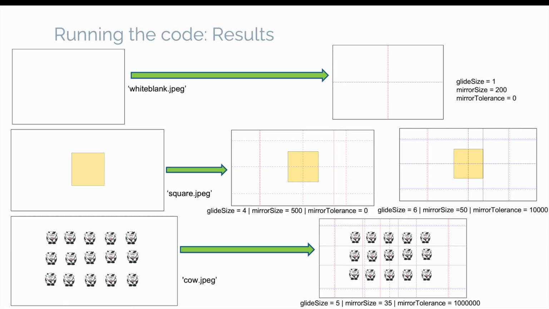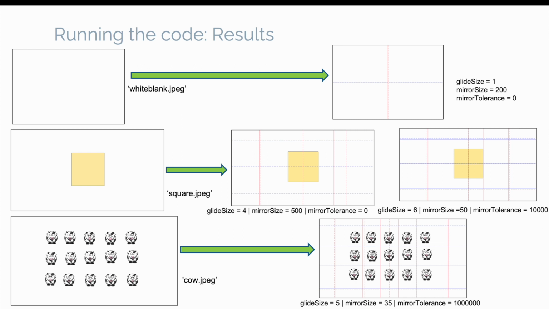As we see for the white blank JPEG, we have pretty accurate glide and mirror lines going through the center of the image, both vertical and horizontal, which is a good example of how our code works very well. However, for the square JPEG, we first see that when mirror size is large and mirror tolerance is set to 0, essentially meaning only perfect mirrors can be identified, we do not see any mirror lines going through the square in the center of the image. However, when we increased mirror tolerance to a high value of 10,000 and decreased mirror size to 50, we do see these solid mirror lines appear through the square vertically and horizontally. However, we also see this kind of ghost line, which I discuss later, going through the side of the square, and this is an example of an inaccuracy in our output.